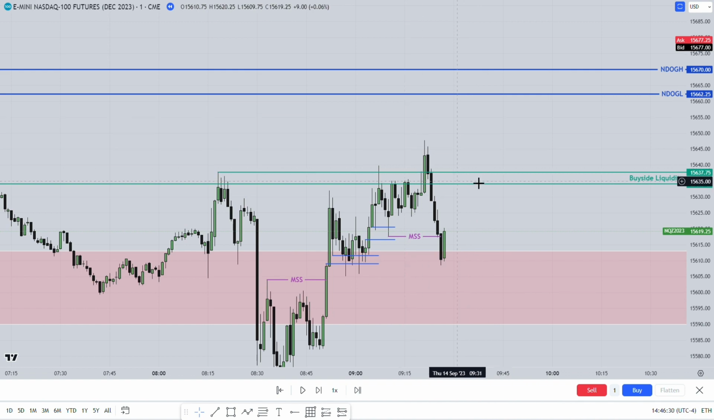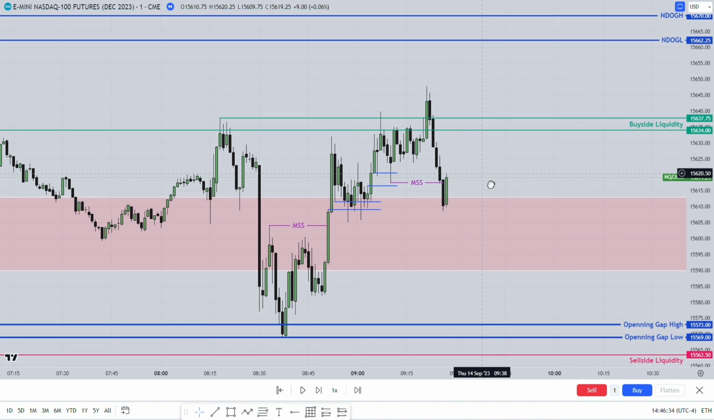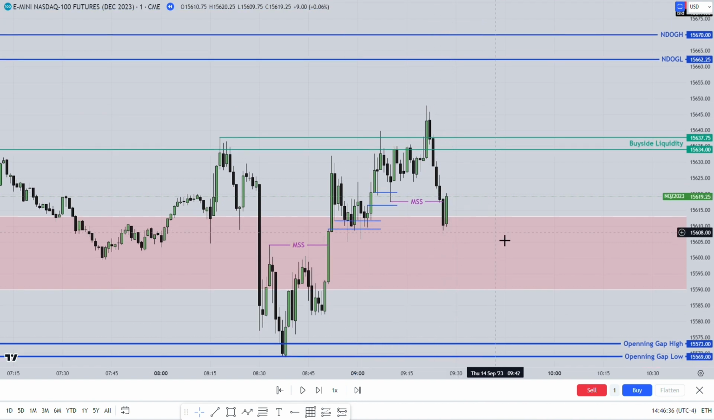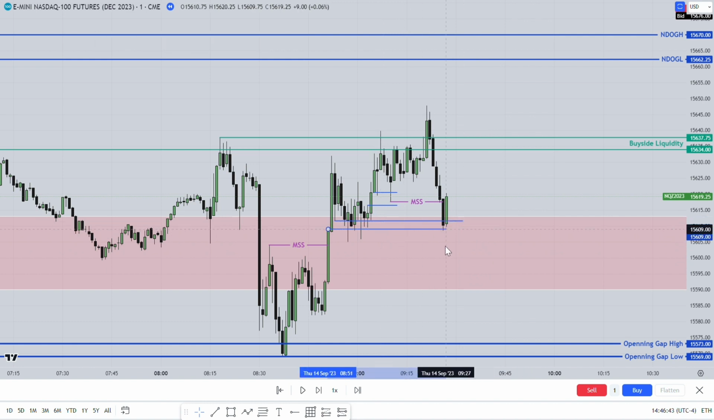It has already cleaned the buy side liquidity, so now what price will do, it has to clean the sell side liquidity. But you are not sure, because this daily fair value gap can also be used as a support. It has also come to this fair value gap, so you won't take any short, but you will mark the fair value gap. There is one fair value gap, two fair value gap, three fair value gap.